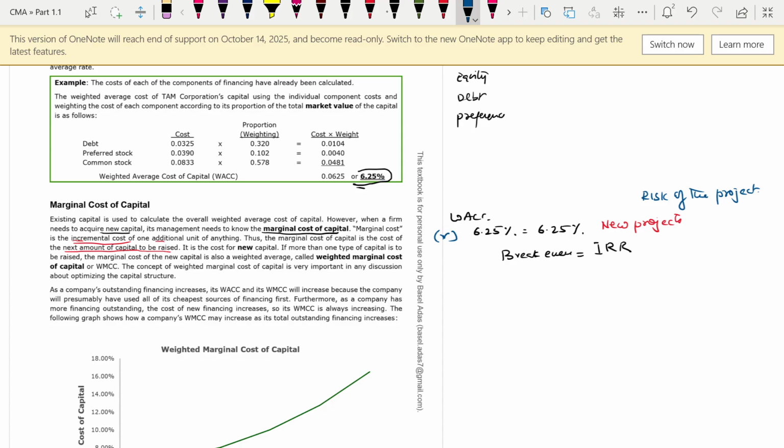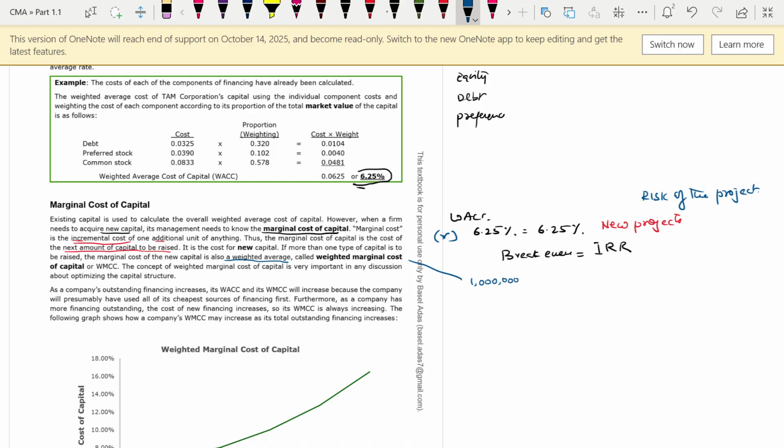What is the additional cost of capital for the new one? It is a cost of new capital. If more than one type of capital is needed, the marginal cost is also a weighted cost. Marginal cost is going to be called a weighted cost. See, when you are raising, now you need 1 million. Okay, you need another 1 million.